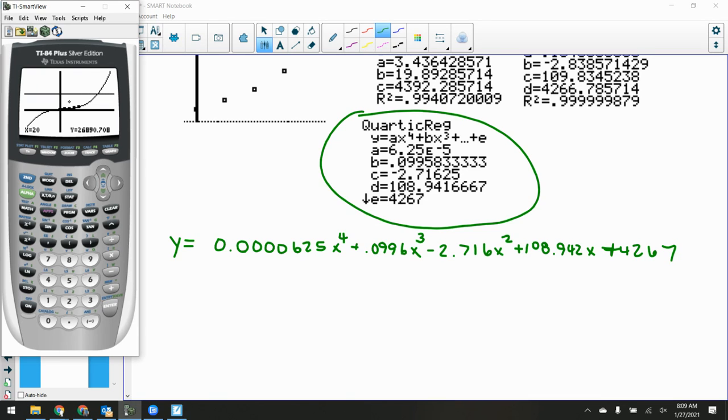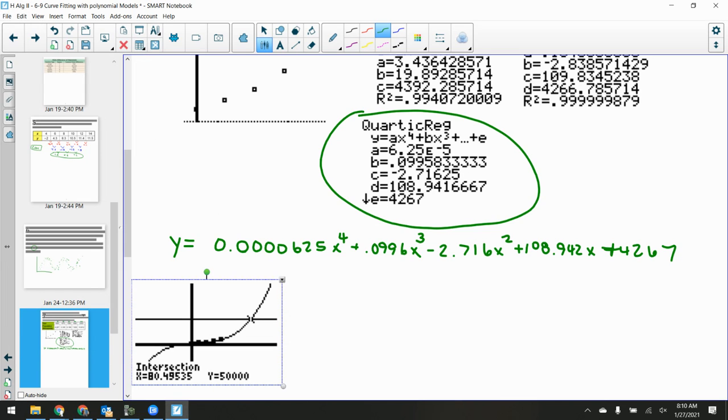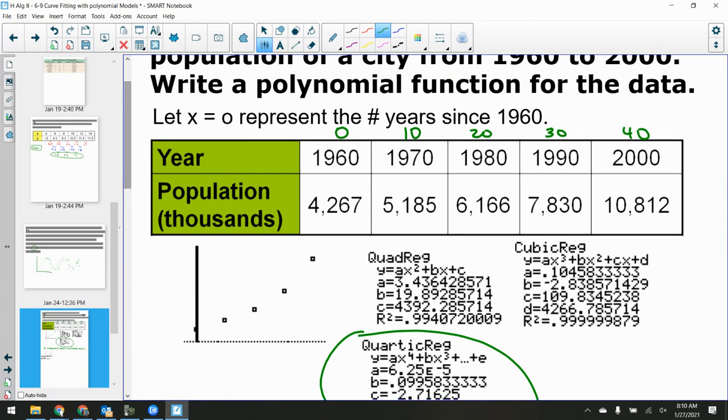Oh, there it is. Okay, I'm going to second calculate my intersection point now. Okay, so I just made this up. I said to get to a population of 50,000, it's going to take 80 years, 80.49 years. So what would that be? What's 80 years past 1960? 2040? So that's what they believe the population to be, based on this model.